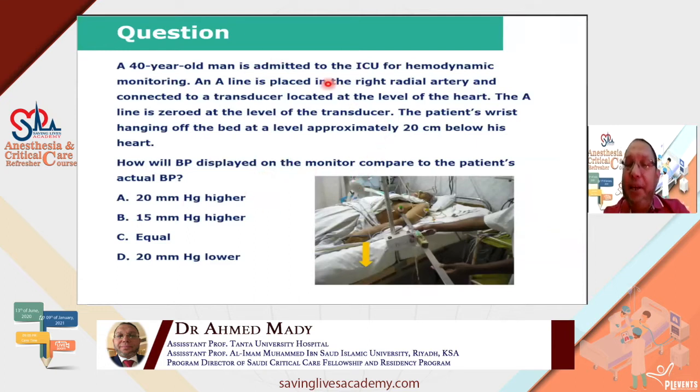You understood the scenario? A line in the radial artery, zeroing done, leveling done, reading very well, then the wrist falls down. So will the pressure on the monitor be 20 millimeters of mercury higher, or 15 higher, or equal to the actual pressure, or 20 millimeters lower?